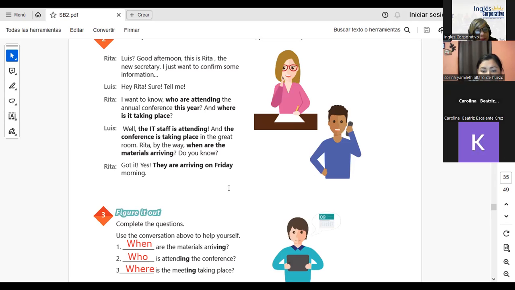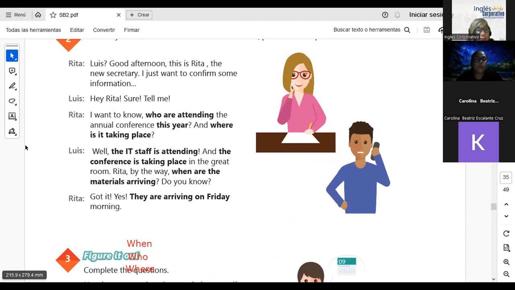Karen and Carla. Luis, good afternoon. This is Rita, the new secretary. I just want to confirm some information. Hey, Rita. I want to know who is attending the annual conference this year and where is it taking place? Well, the IT staff is attending and the conference is taking place in the great room. Rita, by the way, when are the materials arriving? Do you know? Got it. Yes, they are arriving on Friday morning. Very good, excellent, Karen and Carla.